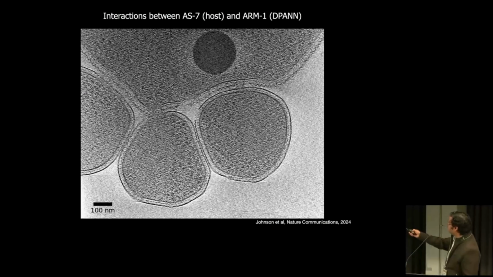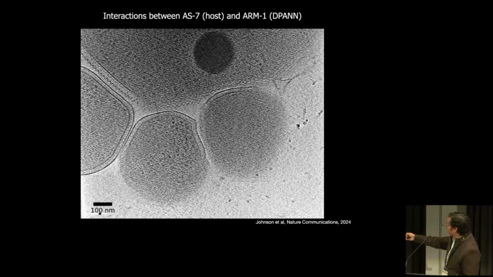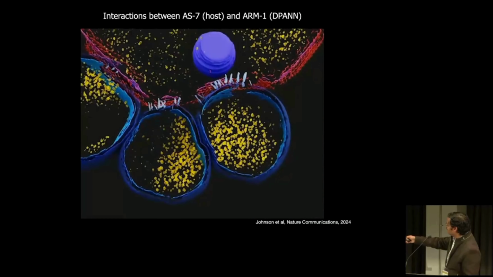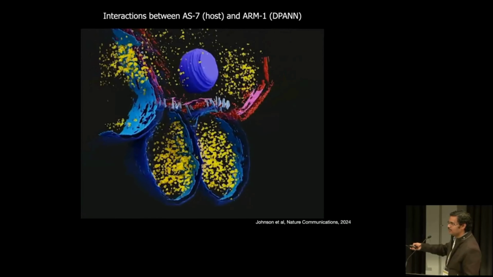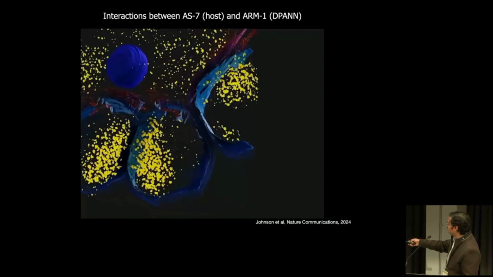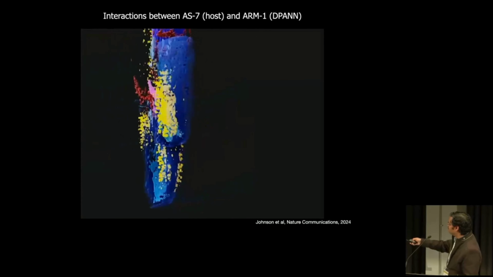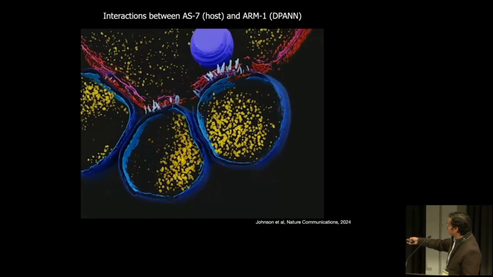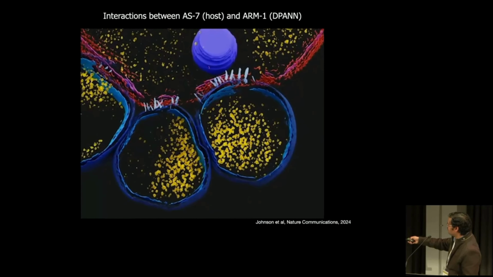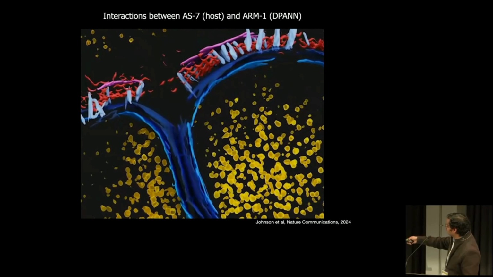And then you can see that this large cell is basically the host cell. And then you can see multiple of these smaller cells, which are DPANN archaeal cells. They're interacting with this large cell. The large cell has an S layer, of course. And the small cell, which is DPANN, also has an S layer, which is the outer layer.